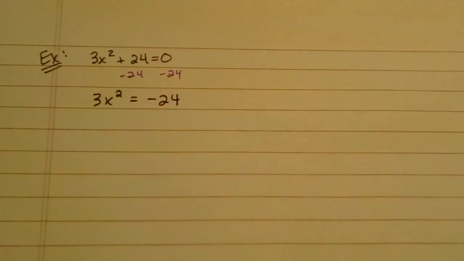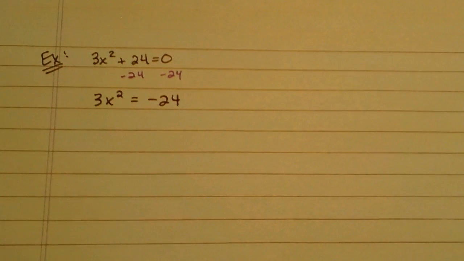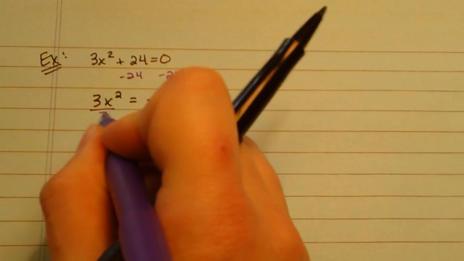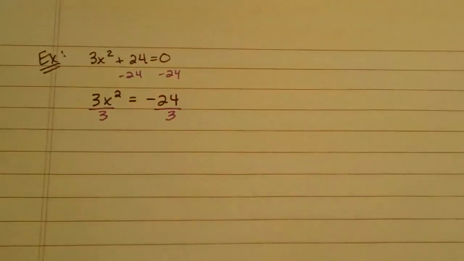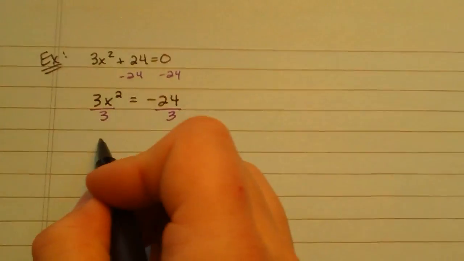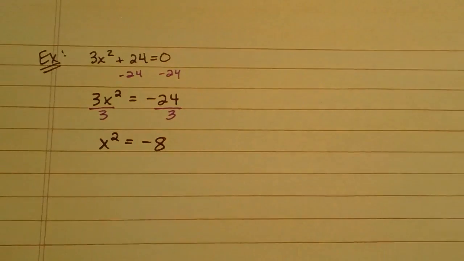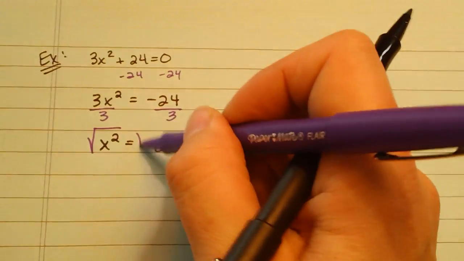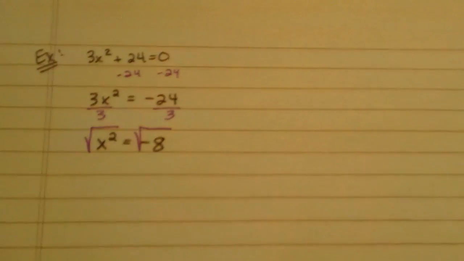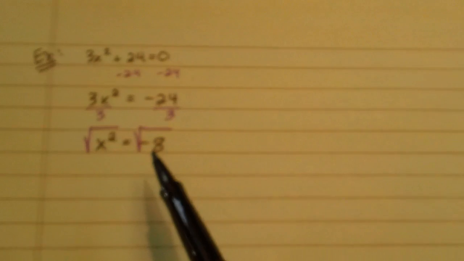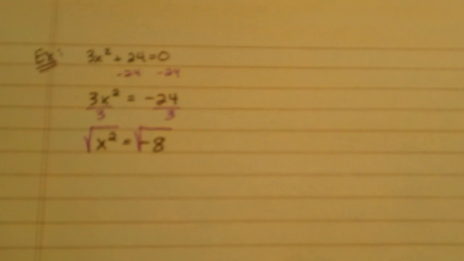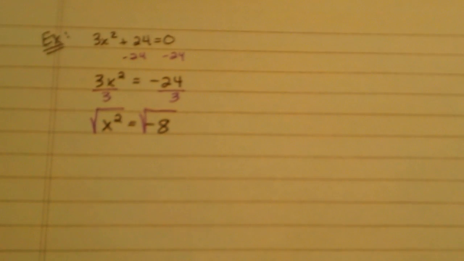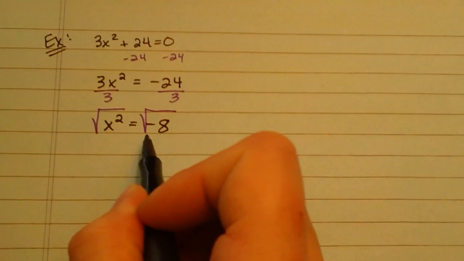But the squared thing is not isolated yet because it's 3 times. So I need to divide both sides by 3. And that gives me x squared equals negative 8. So the squared thing is isolated at this point. I'm going to go ahead and take the square root of both sides. You notice that I'm now taking the square root of a negative number. So when I simplify that radical, my answer is going to include an i.